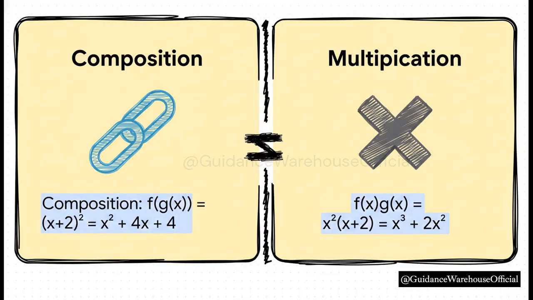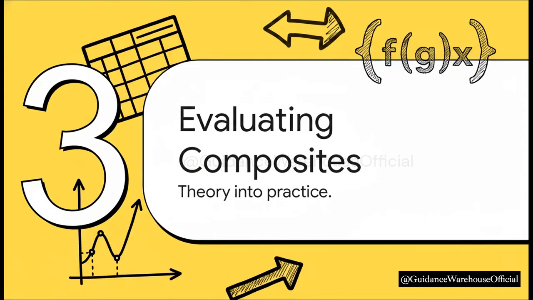Now, this is a super common trip-up, so let's be really clear. Composition is not the same as multiplication. As this example shows, plugging one function inside another gives a totally different result than just multiplying them together. It's a chain reaction, not a product. Okay, that's enough of the theory. Let's actually put this stuff into practice.